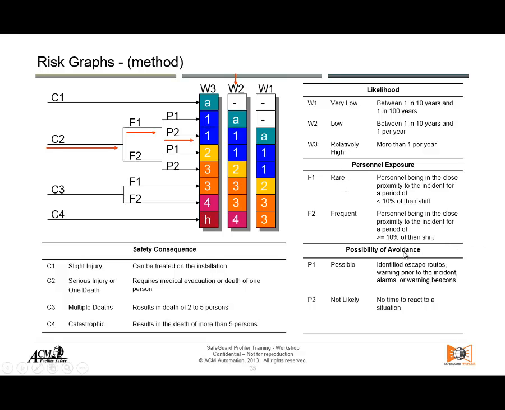Then P, possibility of avoidance. What does that mean? So is it possible to escape? Is it or is it not likely, if the unwanted event happens, is it possible for the target to escape? So then yes or no. So if it is no, then we have our W2, that is the frequency or the likelihood. So we end up with the ones. If this risk graph is well calibrated, we would need a safety implemented function with a SIL level of 1. And that's a very big range, a SIL 1, right?